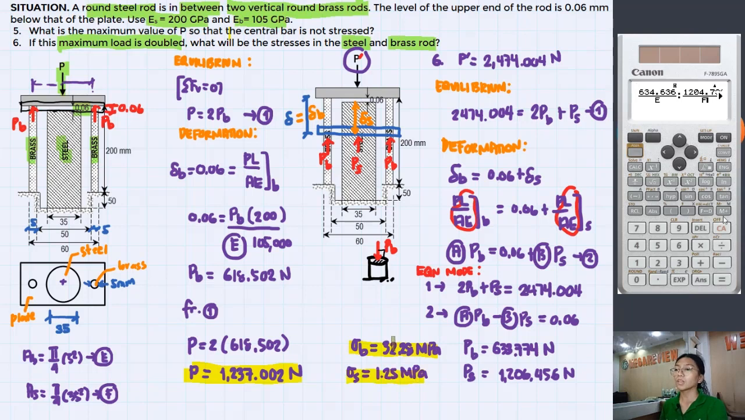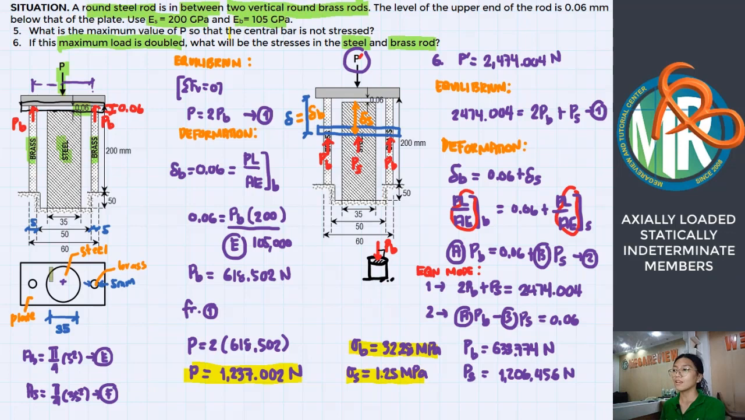As you can see, malaki talaga yung stress na mafe-feel ng brass rod natin kasi sobrang liit ng resisting area ng brass natin. 5 millimeters lang. As compared dito sa steel rod natin, konti lang yung stress na nafe-feel niya kasi malaki yung resisting area natin. So that would be the answers.